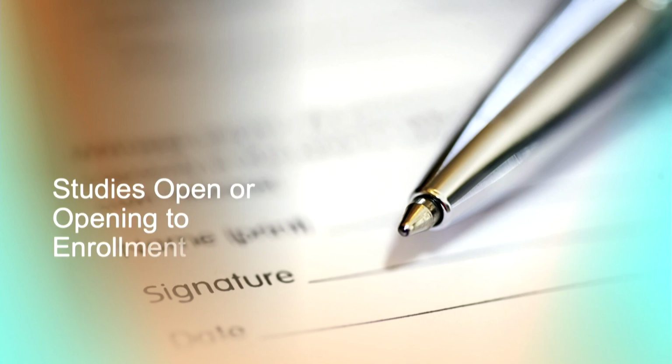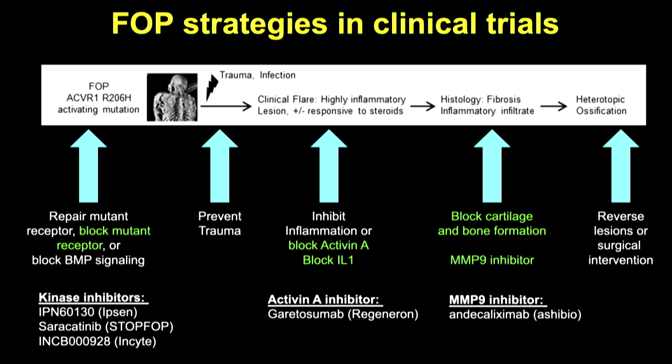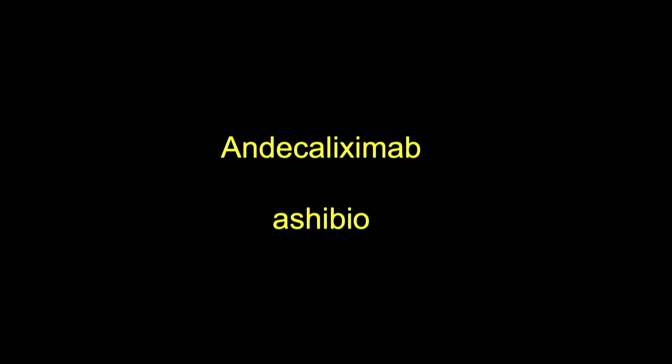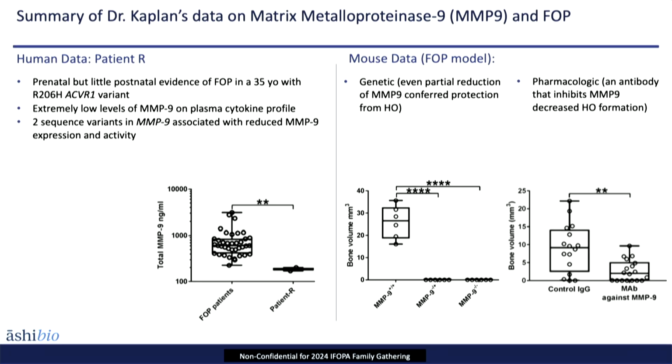So there are some studies that are open for enrollment or opening for enrollment soon, and so I thought I would touch base on that really quickly. And so this one, again, if we just go back and think about the pathways that we're interested in, we're looking specifically at the MMP9 inhibitor. And so this is the andecaliximab from Hsiao.